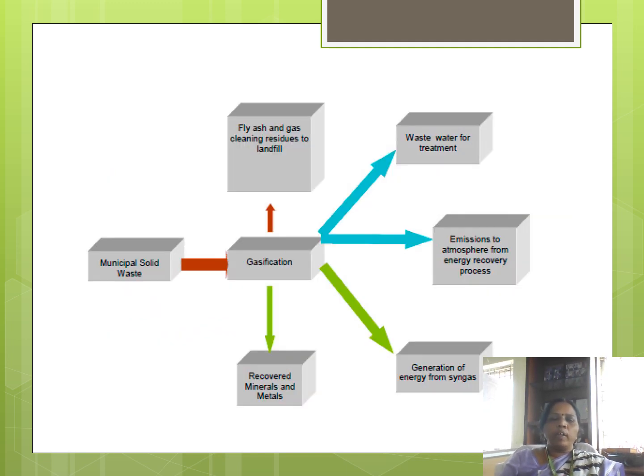See, from the municipal solid waste, the resources can be recovered through many processes. When you look upon the gasification process, the fly ash and the gas cleaning residues to the landfill can be utilized. Wastewater from the treatment and the emission to atmosphere from energy recovery processes, the generation of energy from syngas, that is synthesis gas, and recovered materials and minerals.